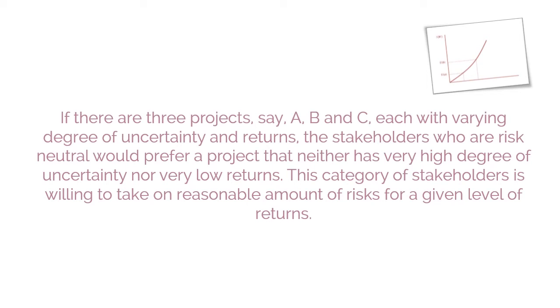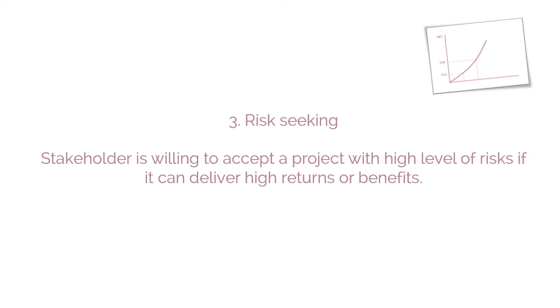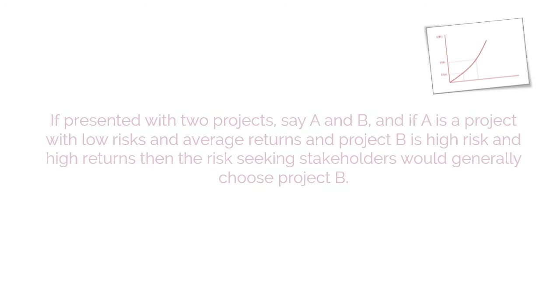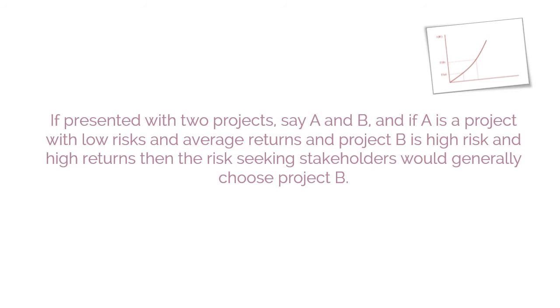Risk-neutral. This category of stakeholders is neither risk-averse nor risk-seeking. For example, if there are 3 projects, say A, B, and C, each with a varying degree of uncertainty and returns, the stakeholders who are risk-neutral would prefer a project that neither has a very high degree of uncertainty nor very low returns. This category of stakeholders is willing to take on reasonable amounts of risk for a given level of returns.